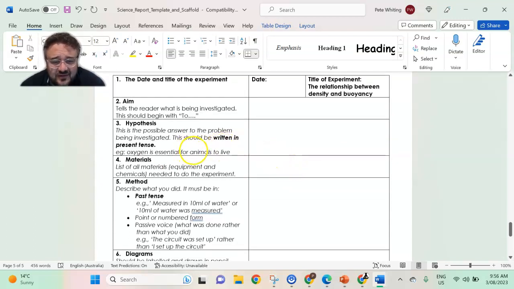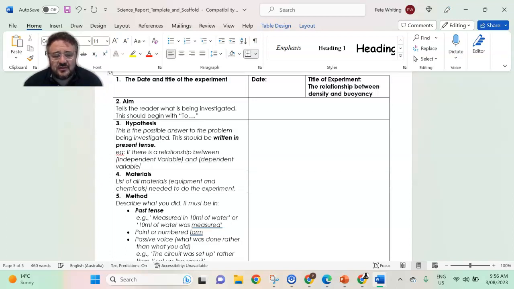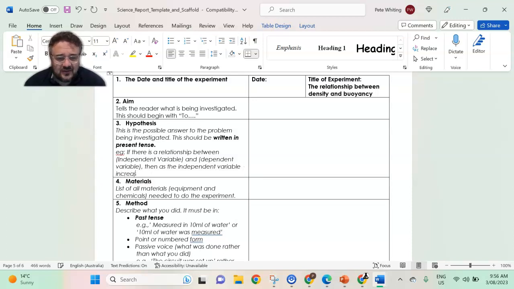However, your hypothesis, present tense, and this is actually an error. It should be: if there is a relationship between independent variable and dependent variable, so you get to write down what they actually are. Then as the independent variable, again, name it, increases, the dependent variable will increase, decrease, your call. So that's the jam there.